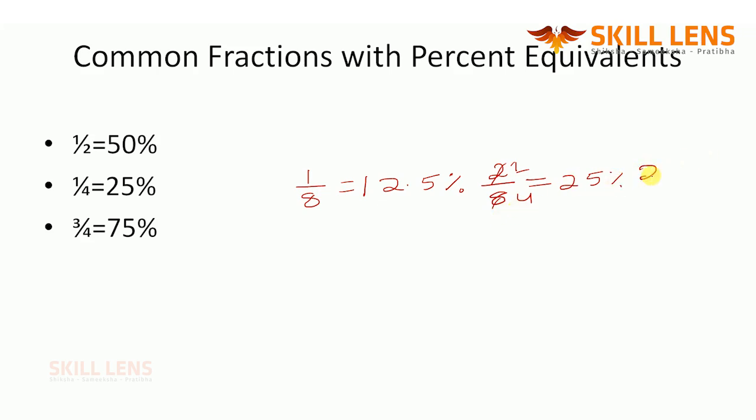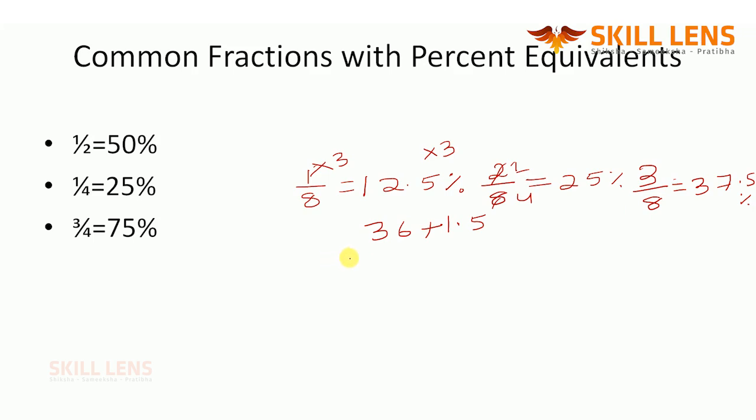How about 3/8? The 3/8 value, simple, as I told you: 1 into 3, LHS into 3, RHS also into 3. 12 3s are 36, plus 0.5 into 3 will give you 1.5. So can I write that value as 37.5%? Yes, 37.5%.